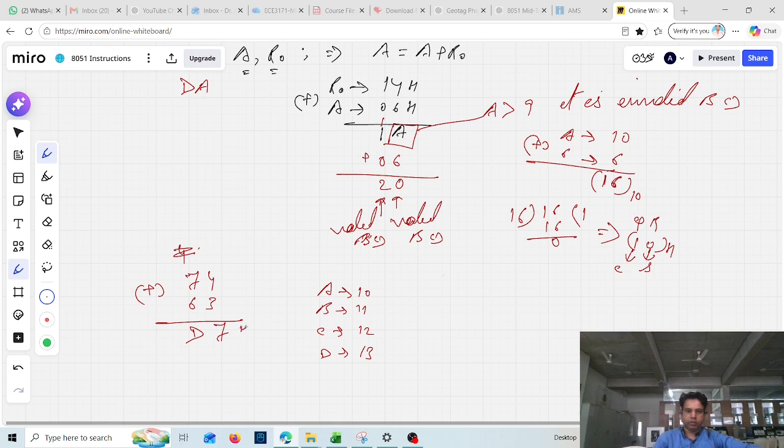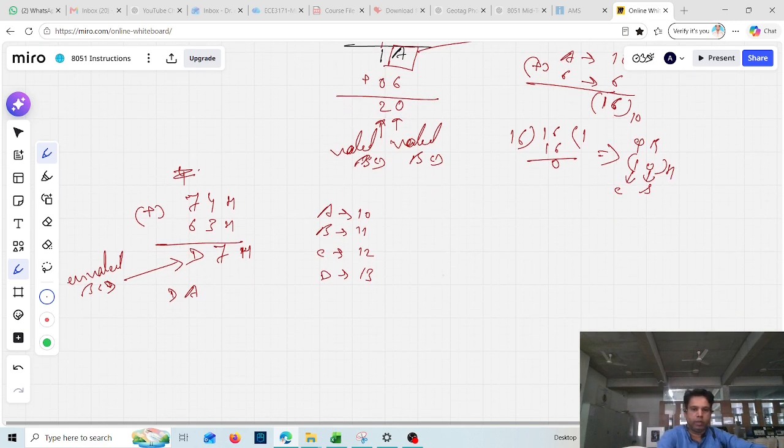Now this was a hexadecimal addition, so the sum is also supposed to be hexadecimal. Now this one is invalid BCD. So I need to write here the DA instruction. What will the DA instruction do? This time it is going to add 6 to the D. So it is going to add 6 only to the invalid BCD.